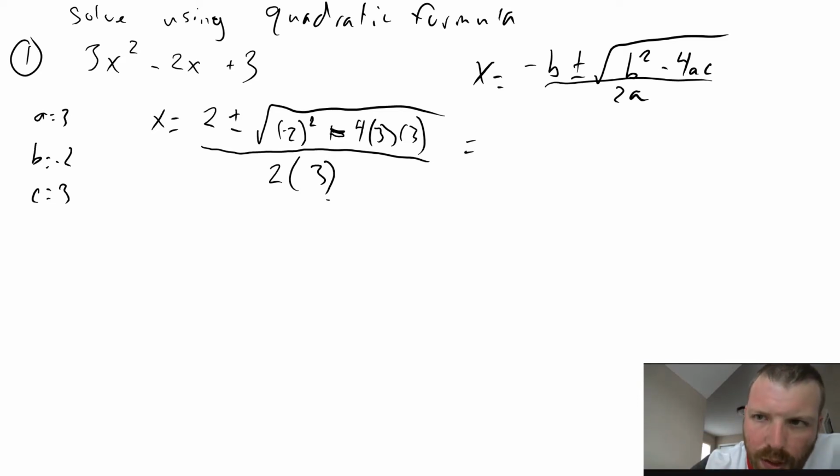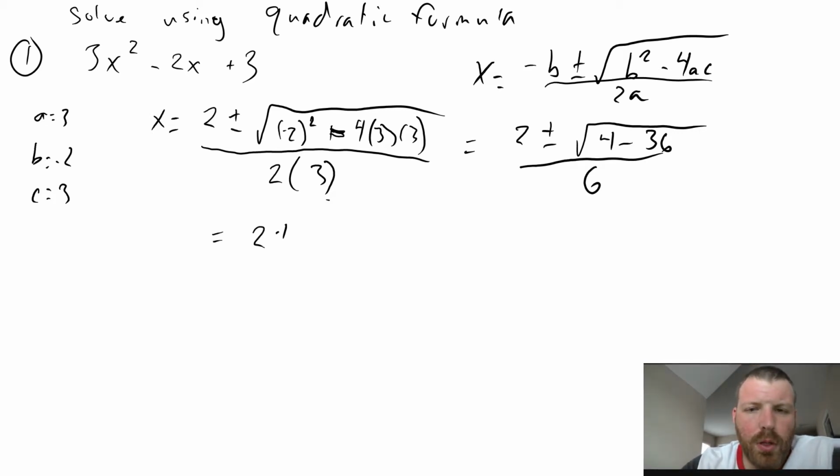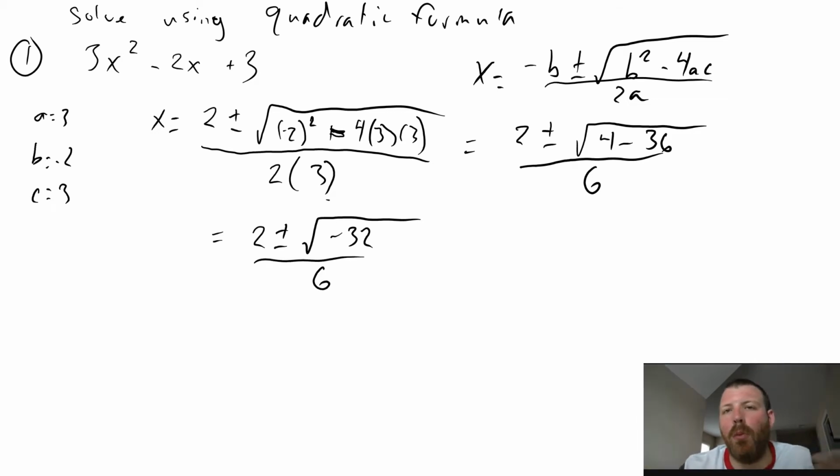Alright, so I'm just going to continue to simplify this down here real quick. So we have a positive 2 plus or minus the square root of 4, because that's 2 squared, minus 4 times 3 times 3. 3 times 3 is 9, times 4 is 36, over 6. Okay, let's keep going. 2 plus or minus the square root of negative 32 over 6.